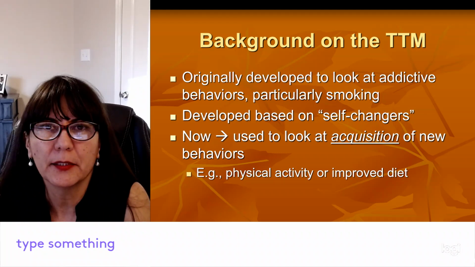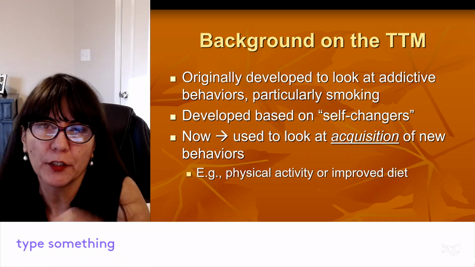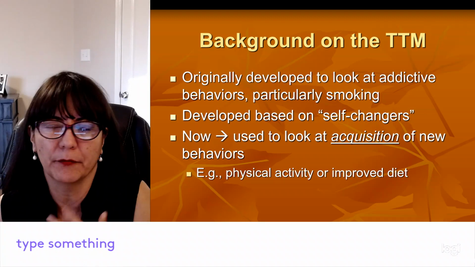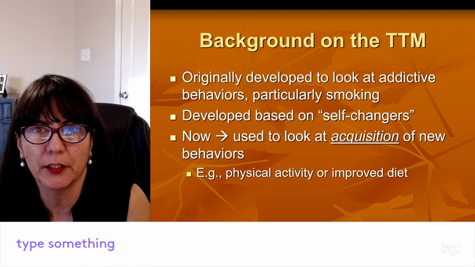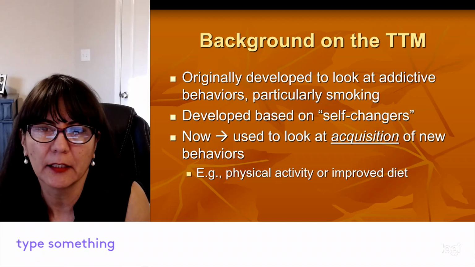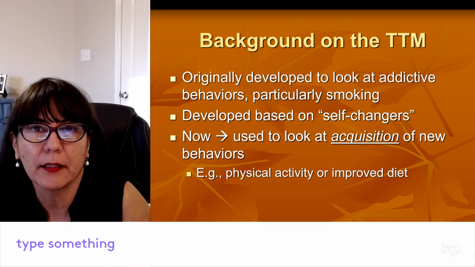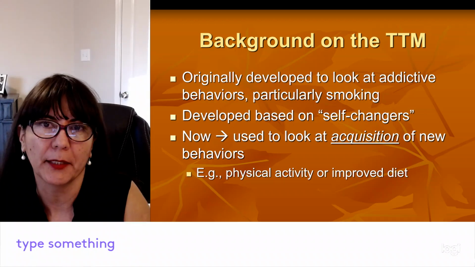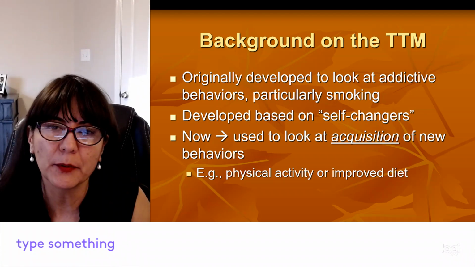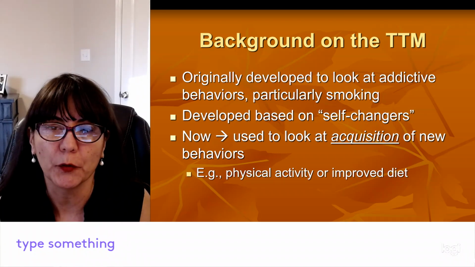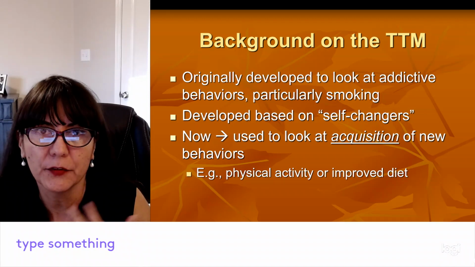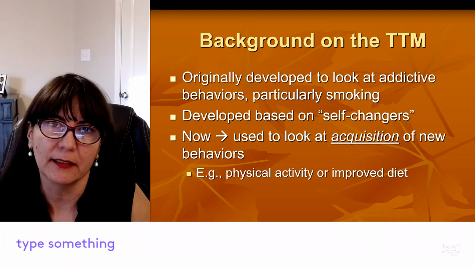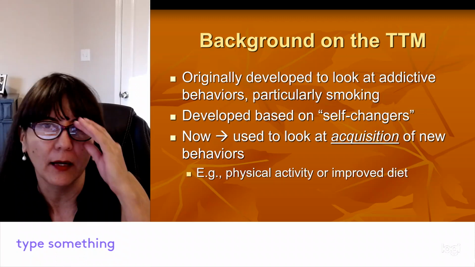The model was developed focusing on self-changers. So not people that are so addicted that their physical addiction to a drug exceeds their ability to change their behavior, right? They're beyond that, and they need some kind of clinical or medical help to get past that. But for folks who are still within the ability to initiate change, there's still some volitional ability there. That's what this theory was focusing on in terms of substance use.